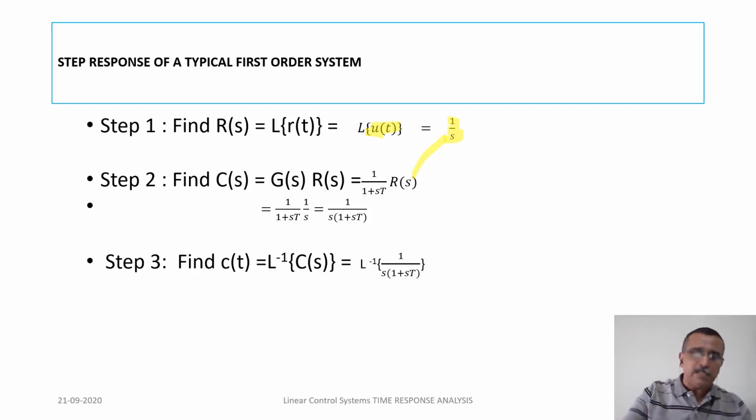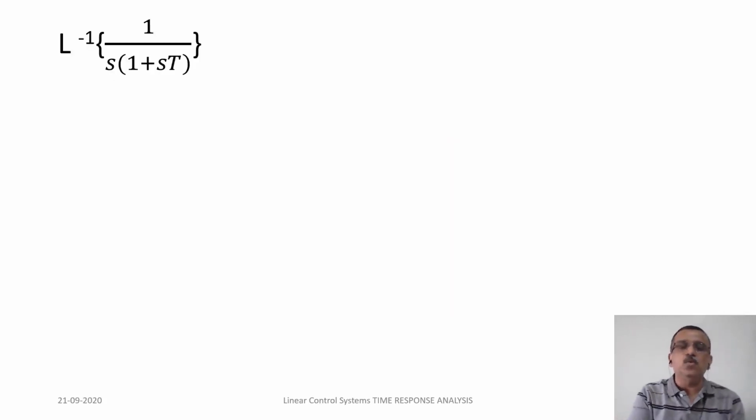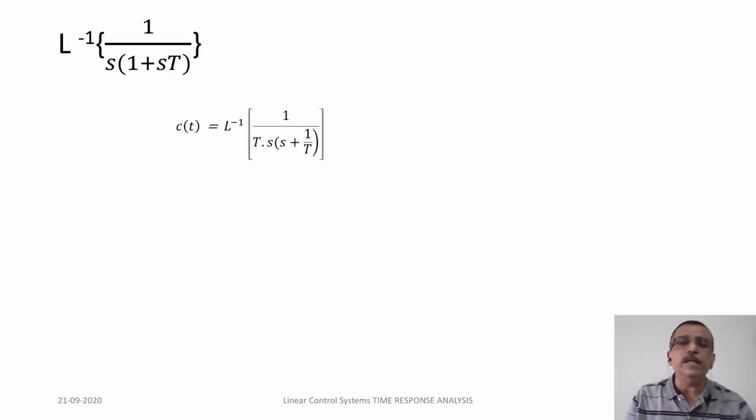Okay, so I will do one problem. So let us do this because it's very important. I thought I'll leave this as exercise. Then I thought I will explain it quickly. So CFT is L inverse of 1 by t into s plus 1 by t.